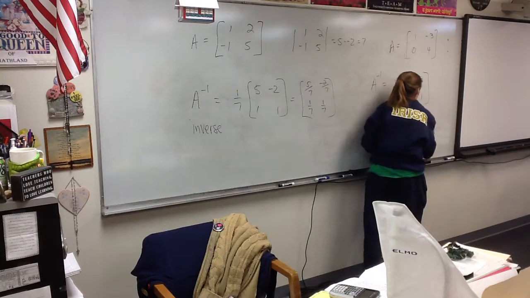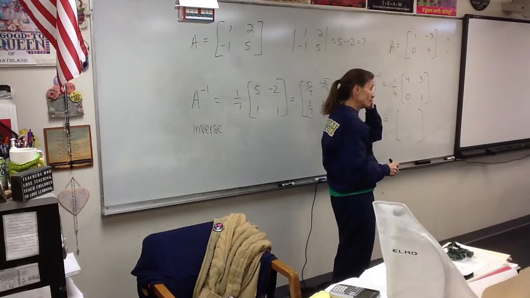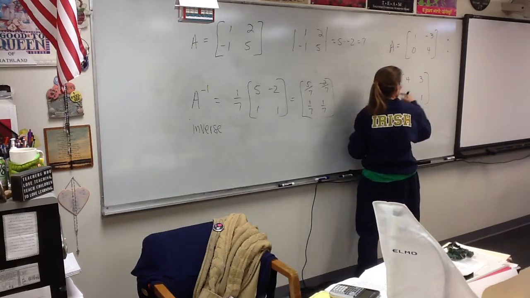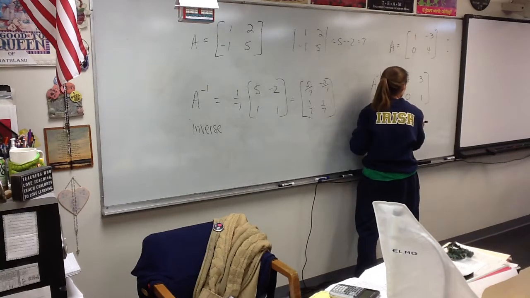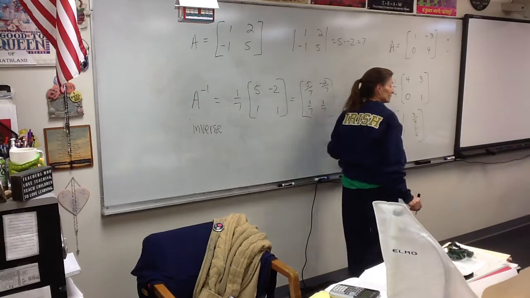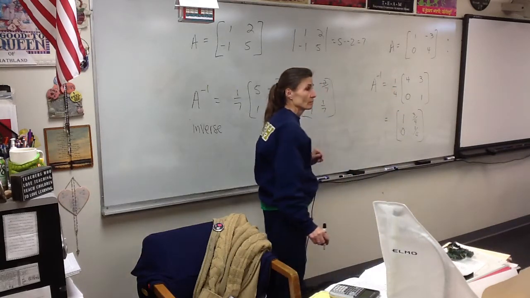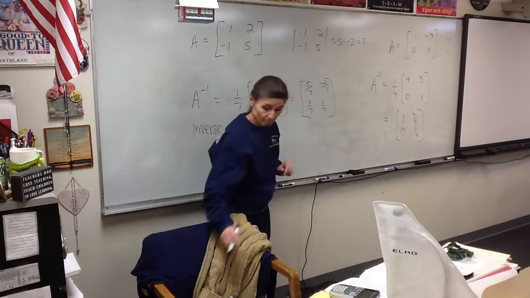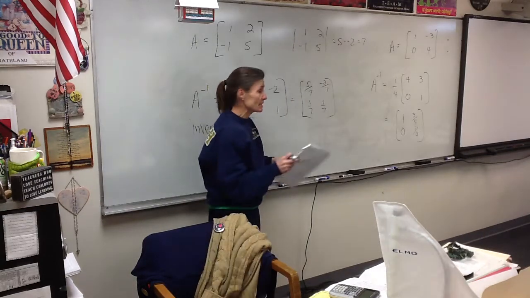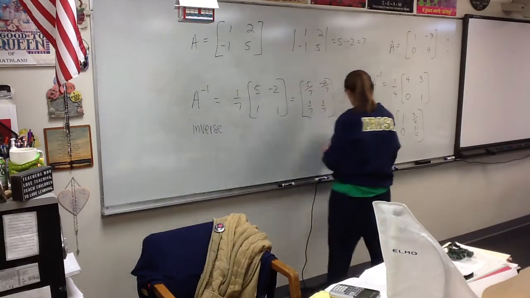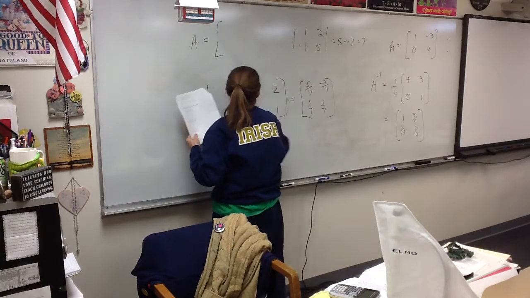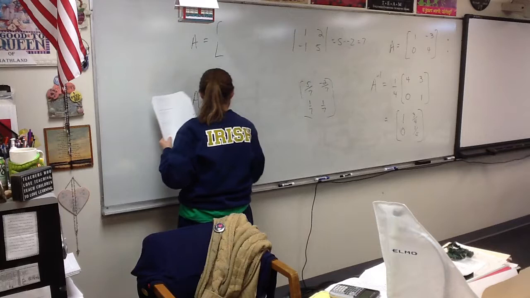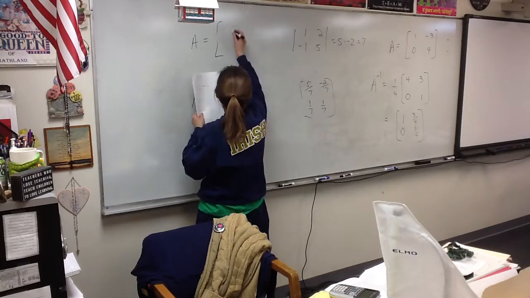So then we do our multiplication. This first one's going to be 4/4, which is just 1, and 3/4, and 0, and 1/4. That's it? That's it. That's the inverse. That's all there is to it. Let's try the next one. This is the only thing we're learning today.